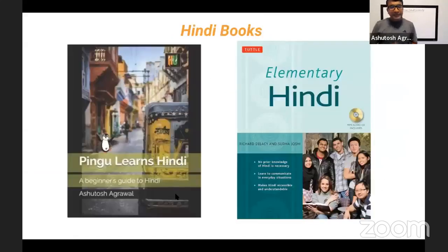As you all know, this year we've been following two books thoroughly. One is Pingu Learns Hindi, which is a book by Hindi University, and the second one is Elementary Hindi by Professor Richard Delacy and Professor Sudha Joshi. Richard Delacy is also a Hindi professor at Harvard University. So today we'll continue on Elementary Hindi, chapter 24.